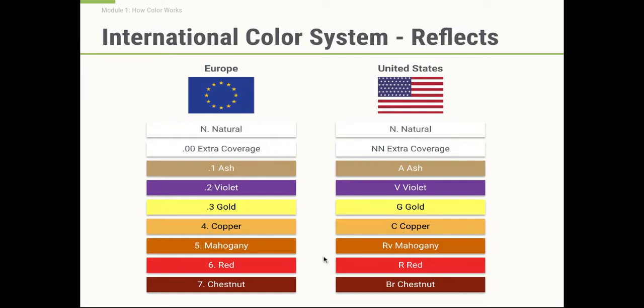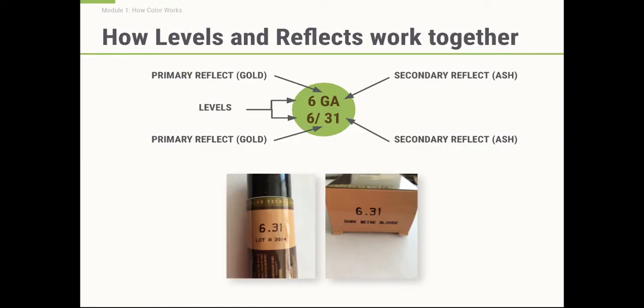You can use either system. They're absolutely equivalent. Okay. Now, you take any random hair color tube. We've taken a tube of Ugly Duckling hair color. It could have been anyone, but they all work in the same way. You've got the first number, which is the level, and then you've got the secondary reflex, which is either in letters or in numbers, but refers to the exact same thing. So you take this product here. It's called 6.31 or 6GA.